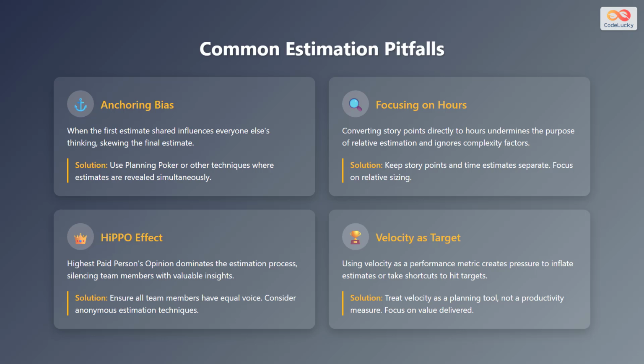The HiPPO effect, where the highest paid person's opinion dominates the estimation process, can silence valuable insights from other team members. Ensure all team members have an equal voice, and consider anonymous estimation techniques. Finally, using velocity as a target or performance metric can pressure teams to inflate estimates or take shortcuts. Instead, treat velocity as a planning tool and focus on the value delivered.